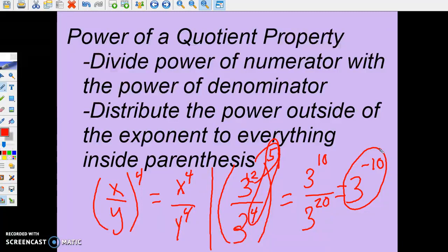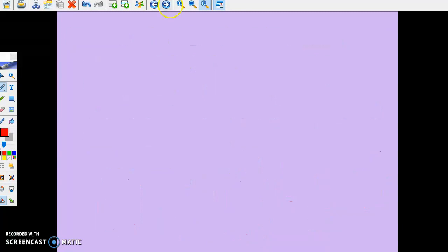But for now, what you just need to know is if my base is the same and it's a division problem, then you're going to subtract the denominator from the numerator. So I would do 10 minus 20 here. Now, I want to show several different examples of what this might look like with combined problems.